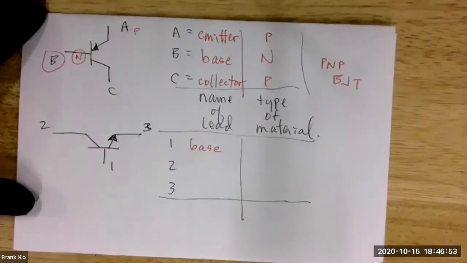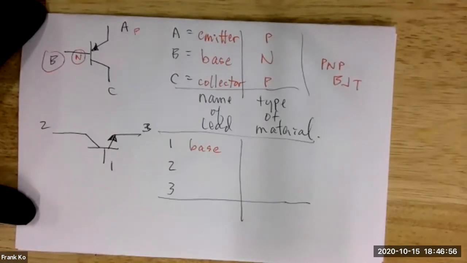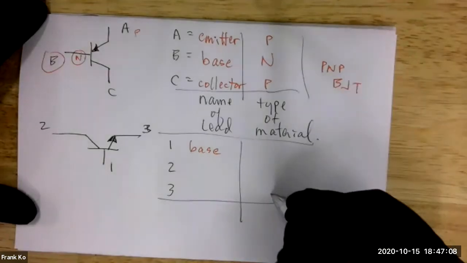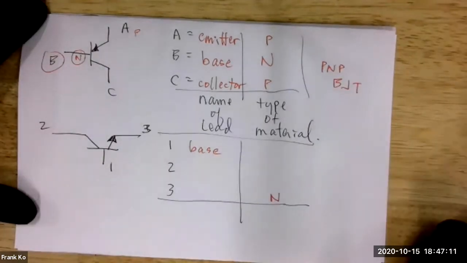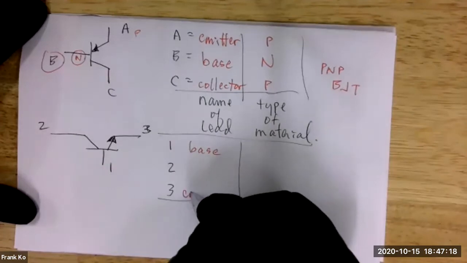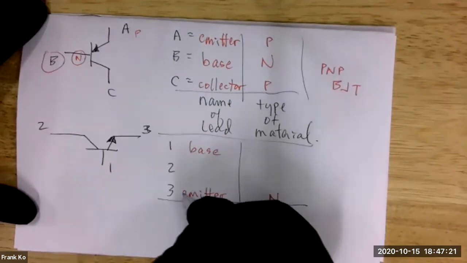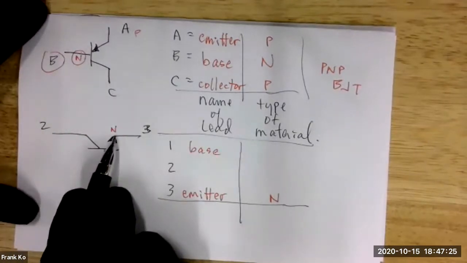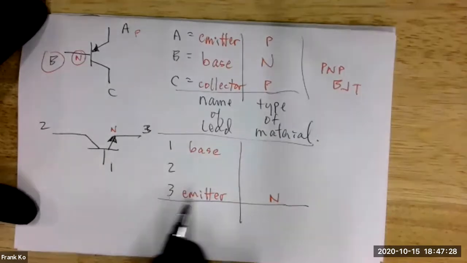Okay, Christian, would you agree with number 1 is the base? Yes. Okay, good. Now, Christian, give me another piece of the puzzle. The arrow is pointing to the N material. So then number 3 would be the N-type. And it will also be the emitter. Okay, you follow? It points to N material, clearly, and it's always attached to the emitter lead. So 3 is N-type and the emitter.